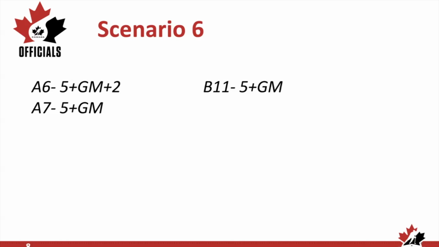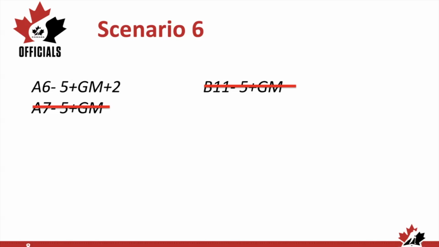This can all be avoided, though, if we do this. We cancel the 5 in a game for B11 and we cancel the 5 in a game for A7. What that means is we now only have to take one player from the ice. That player, the substitute for A6, will serve a 5-minute major plus the 2-minute minor. So team A will be down 5-on-4 for 7 minutes. In this case, because the major penalty and a minor penalty are at the same time, the major always has to be served first in that scenario.